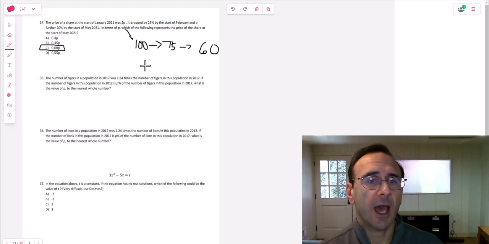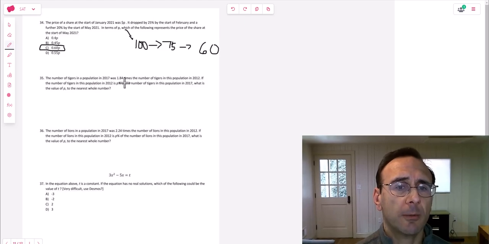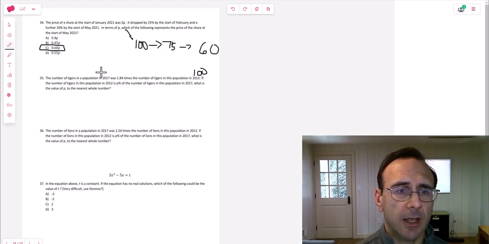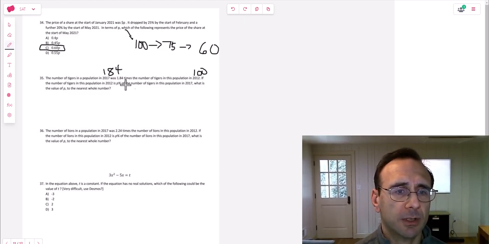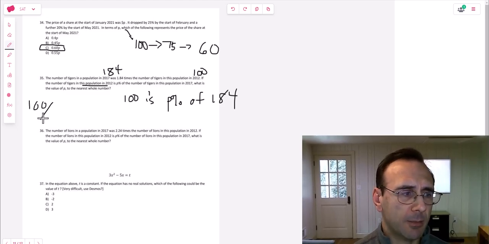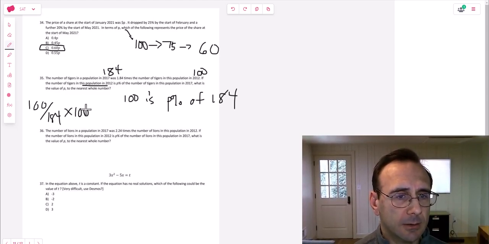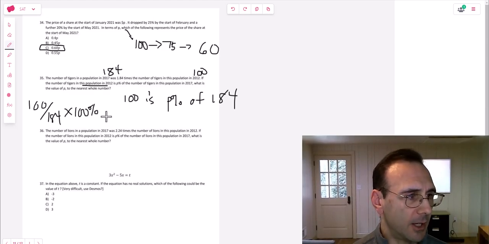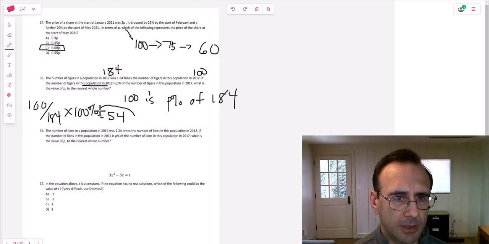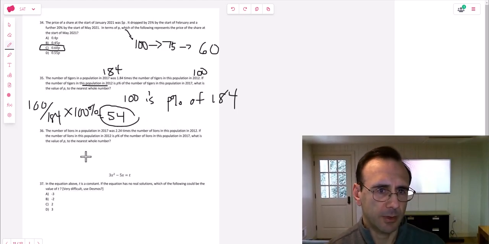35. We have a bunch of numbers here. So we'll make the number of tigers in 2012 100. So that makes 2017 184. We walk through the problem with those numbers. If 100 is P% of 184, what is P? So we do 100 divided by 184 times 100%. And you get 54%. So with that, you can do 36.